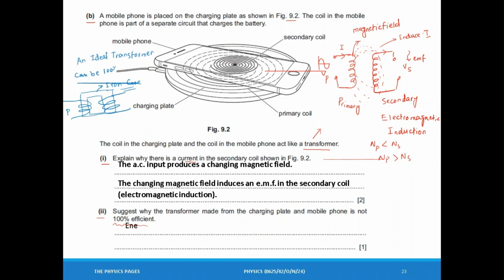So I would prefer to write the answer. Energy is lost due to heat and resistance in the form of thermal energy, and also eddy current. There is no iron core present like in an actual transformer. That's why it cannot be 100% efficient. And I also told you that a real world transformer can never be 100% efficient. Only the ideal transformer can be.